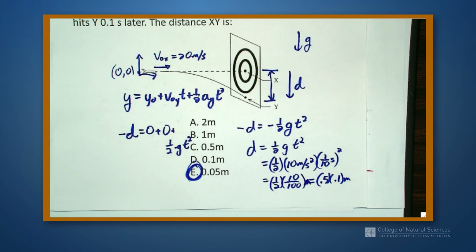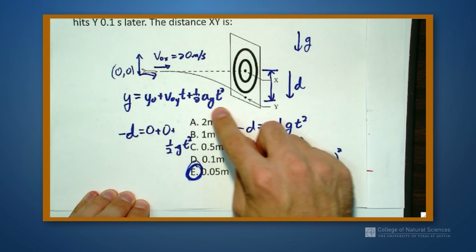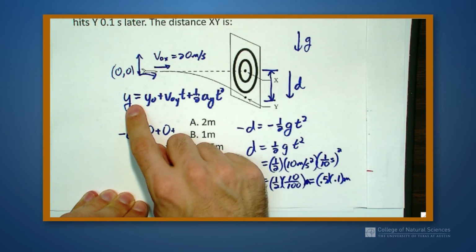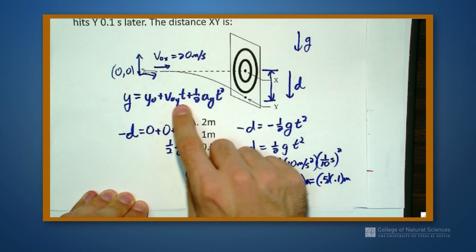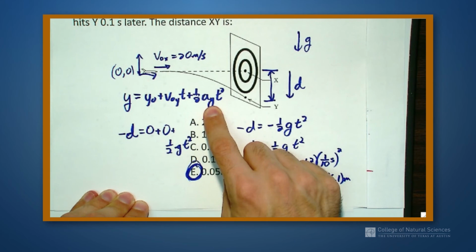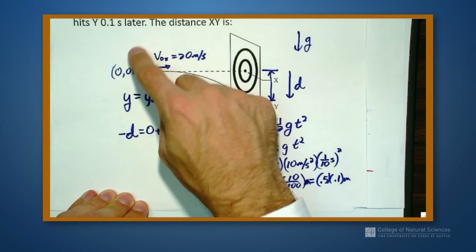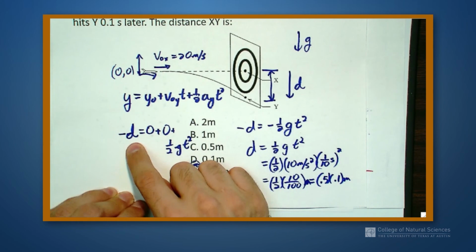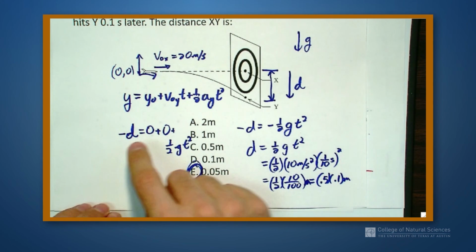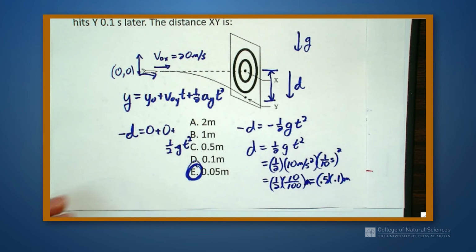So all we did is we just looked at the vertical equation, our original height, our original velocity in the y direction, and our acceleration in the y direction. We looked at our coordinate systems to put in the right minus signs, and we figured out where we end at the end, and we found that this value of d was a value of 0.05 meters.